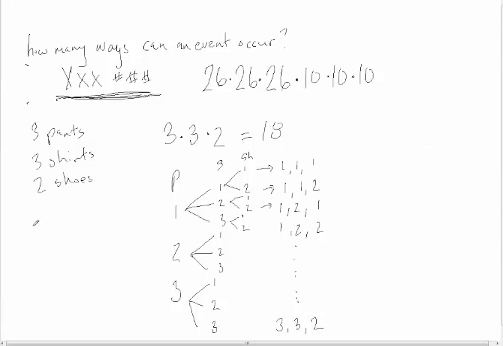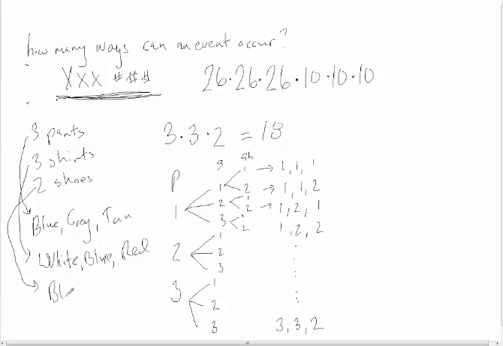So if my pants are blue, gray, or tan, and then my shirts are white, blue, red, and my shoes are black, brown. And I want to know what's the probability that I randomly select an outfit and I've got blue pants, a white shirt, and brown shoes.